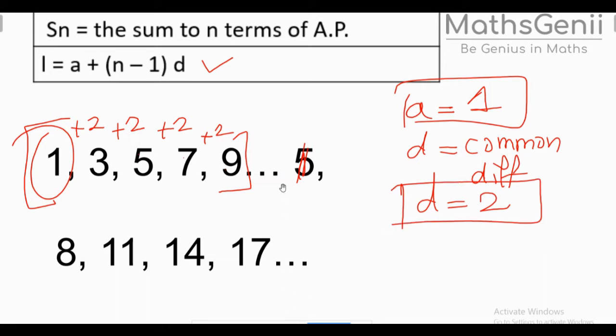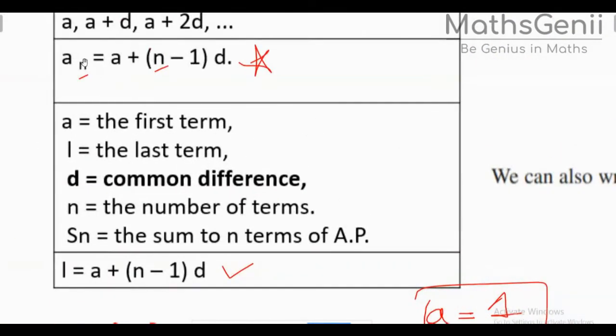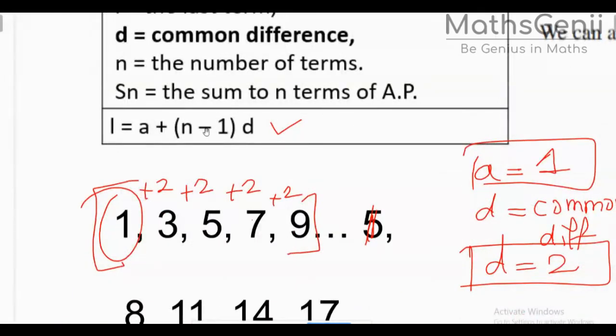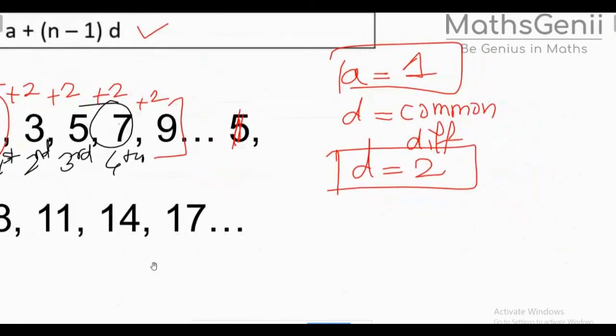And if I had to find, using this formula, the fourth term. So this is your first term, this is your second, this is your third, and this is your fourth term. But I don't know what the fourth term is, but I want to find it. So using the formula, I can easily find it. The formula was an is equal to a plus n minus 1 d. And I want to find the fourth term.